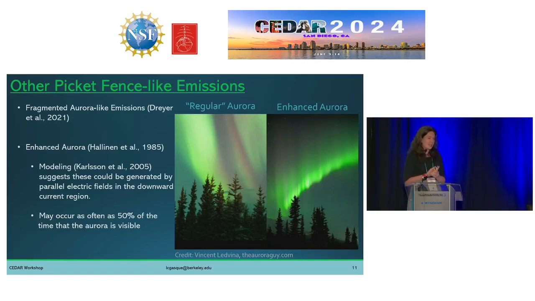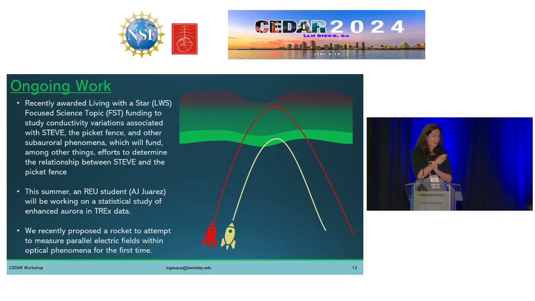And some early statistical work in 1985 showed that this could happen in as many as 50% of visible aurora that we see, which is to say that if this is the mechanism, it might be more common than we think. So I want to mention that that is kind of the summary of the work for that paper.